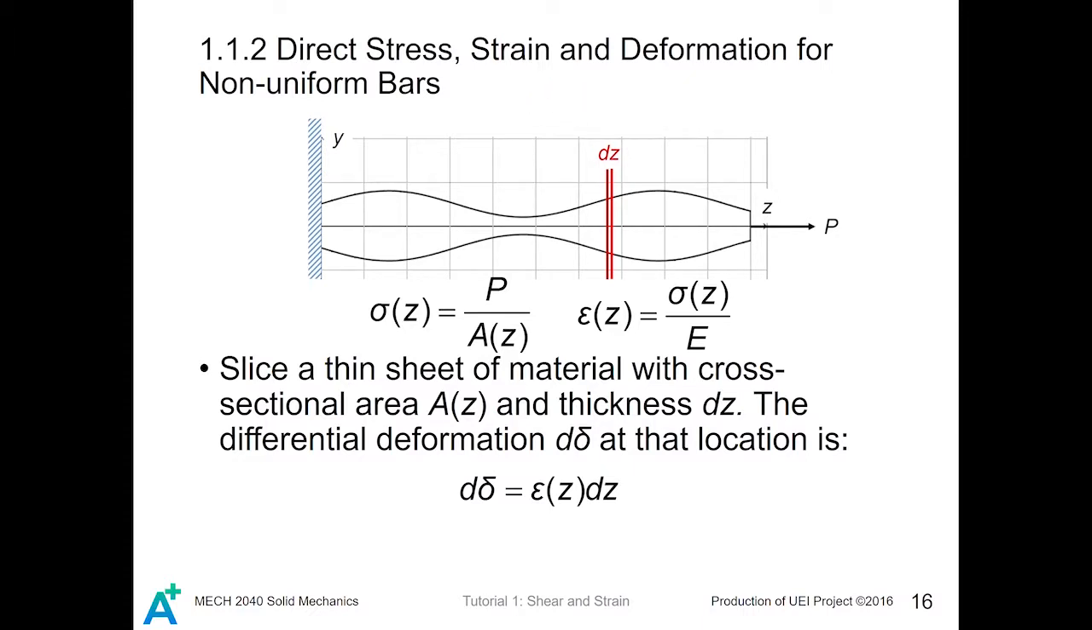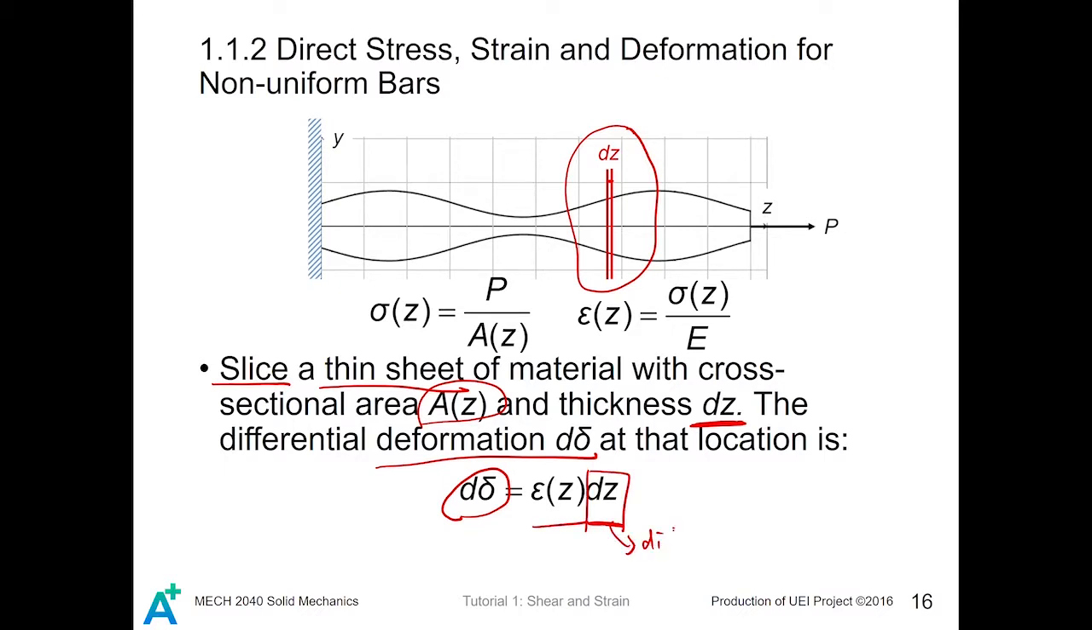But we consider a slice, a thin sheet of material with the variable sectional area, which has a very small thickness dz. Then for this differential segment, the deformation will become delta equals epsilon times dz, where dz is the differential length of this slice. It is very thin, okay? So we assume that on this very thin slice, the strain epsilon will be the same over this very small slice. And then we use this relationship to find d delta equals epsilon(z) times dz.